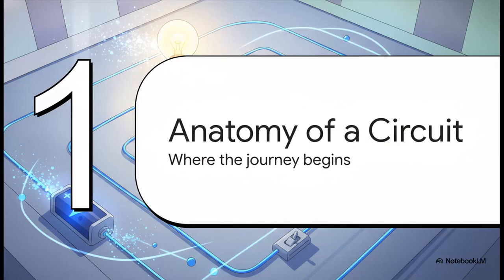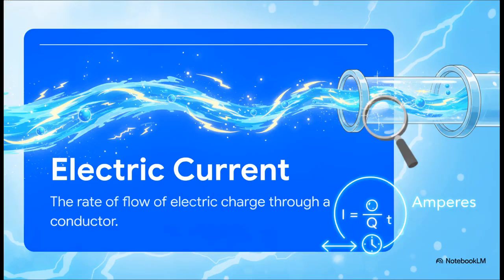Okay, let's start with Section 1, Anatomy of an Electric Circuit. Before anything exciting can actually happen, we have to define what electric current is. You can think of it a lot like water flowing through a pipe. In physics, current, which we measure in amperes, is literally just the total electric charge flowing through a conductor over a specific period of time. It's basically a constant flowing river of invisible energy.